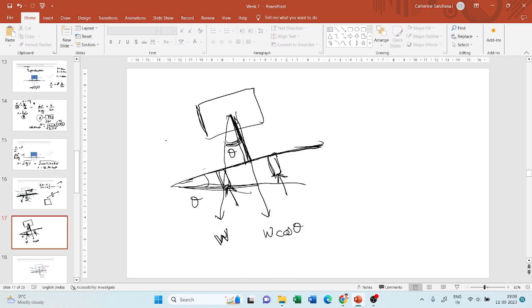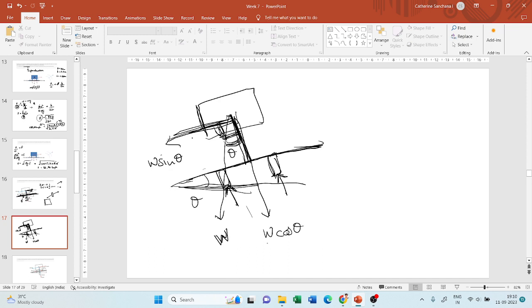If you resolve this force, you can resolve it into cos and sine components, right? So if this is W cos theta, this is going to be W sine theta, and it is perpendicular to this W cos theta. It will subtend a right angle here. So you have resolved this one force which you know, which is W.